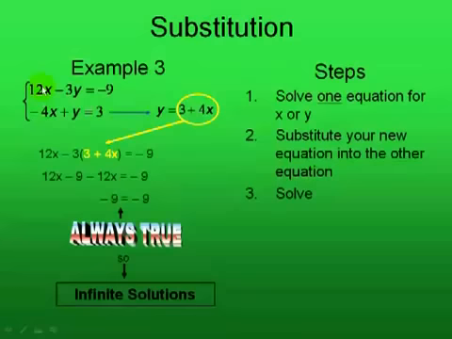These two equations are actually the same thing. If you were to put them both into y equals, they would both be y equals 3 plus 4x or y equals 4x plus 3. They graph the exact same line, so they intersect at all points, which means there's an infinite number of solutions.